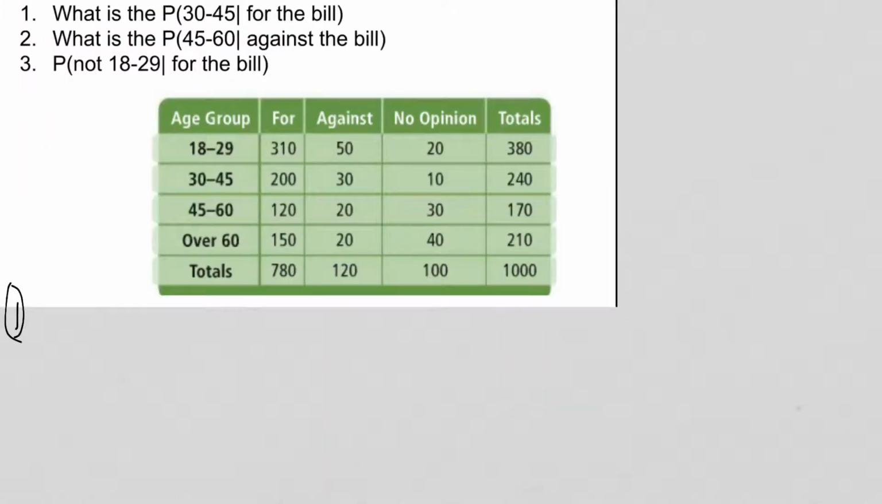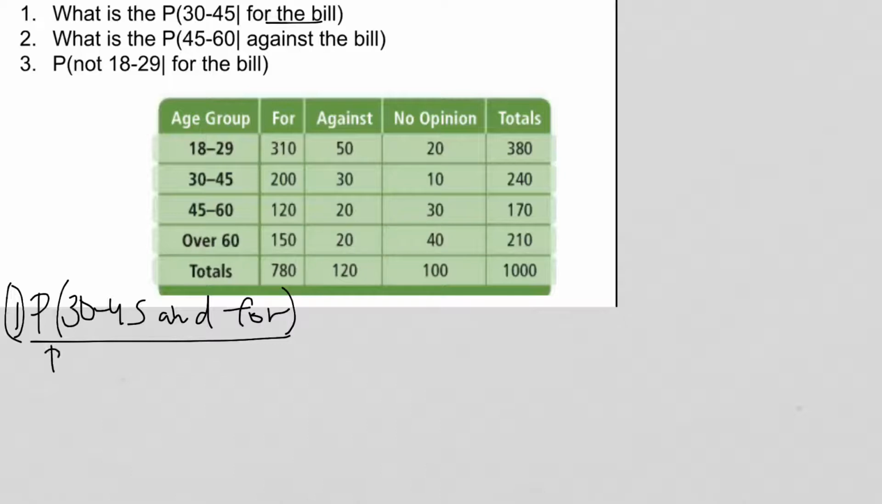Okay, here's the same table again. I added 3 more questions. So let's try the first one again together. If I'm finding the probability of a 30 to 45-year-old age group, given, there's that slash, they are for the bill, again, I'm going to follow the formula. So I'm going to find the probability of being 30 to 45 and for the bill, all divided by the bottom of the fraction for this probability, which is what comes at the end here, probability for the bill.